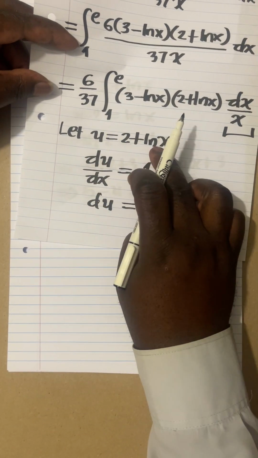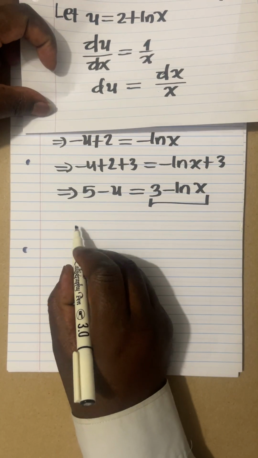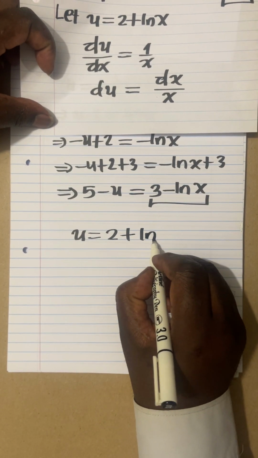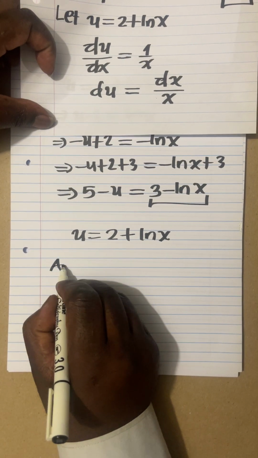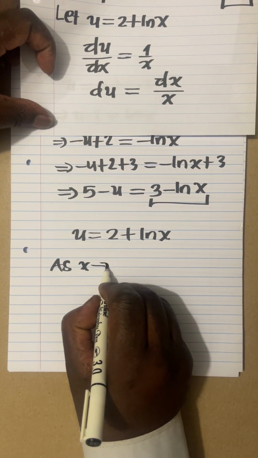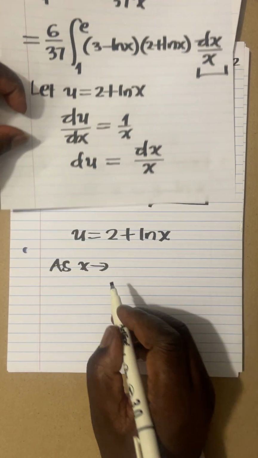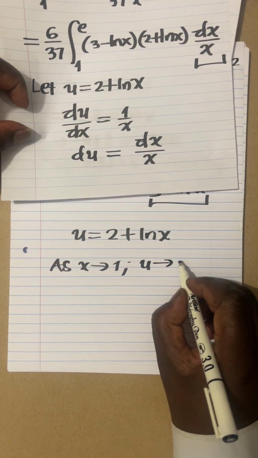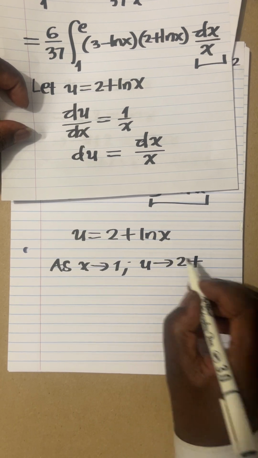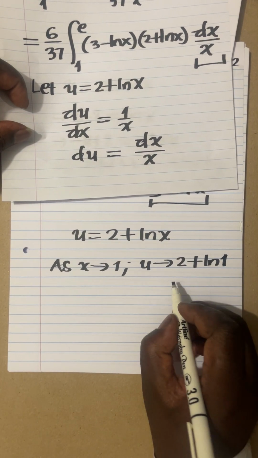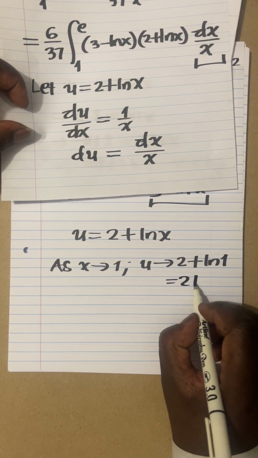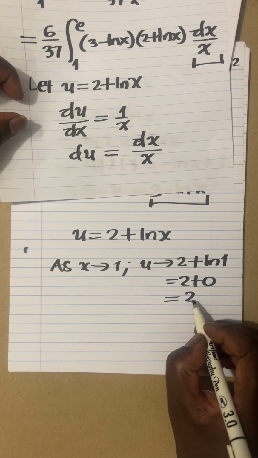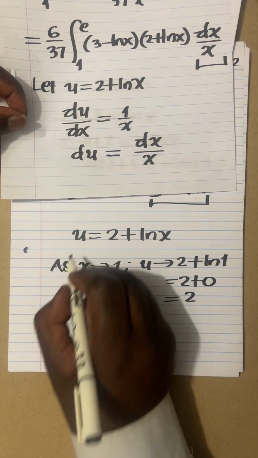So I'm going to come back to this equation here, and I'm going to say that u is equal to 2 plus natural log of x. Now as x approaches the lower limit, which is 1, u must approach what? It must approach 2 plus, remember we're putting 1 here, natural log of 1. We all know that 2 plus natural log of 1 is 0, and the answer is just 2. That will be our lower limit with the variable u.